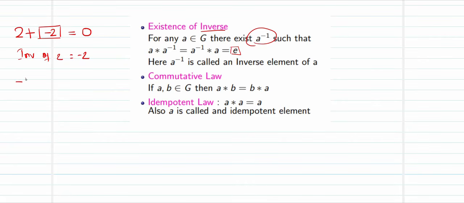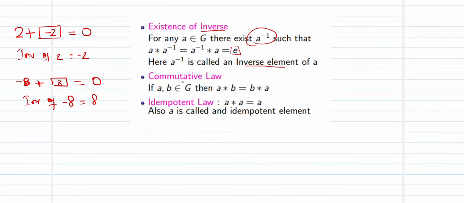If I am going to take -8, then -8 plus some element over here has to give me back 0, the identity element. Which element can do this? Yes, the element 8 can do this. So the inverse of the element -8 will be referred to as 8. So for every element over here, if an inverse exists, then you call this element A inverse to be the inverse element of the element A.